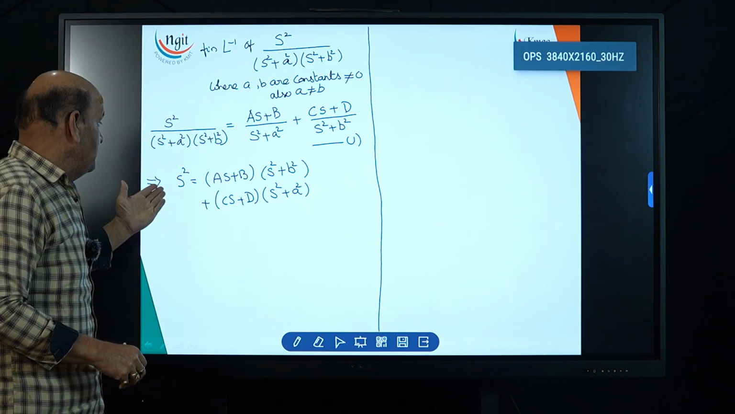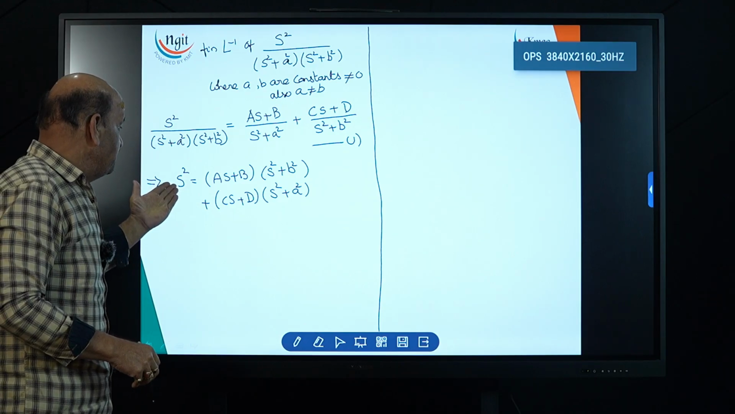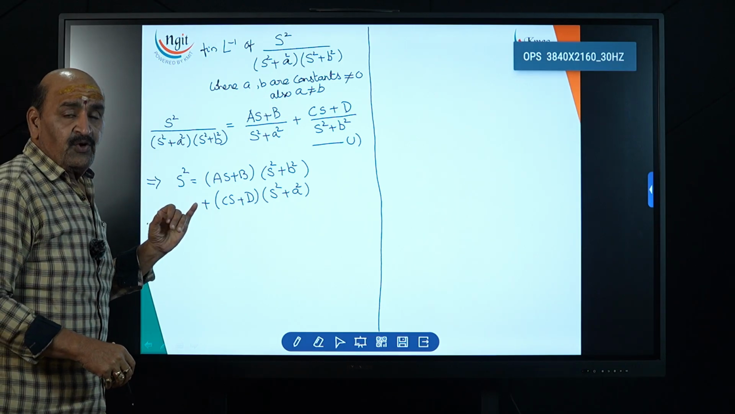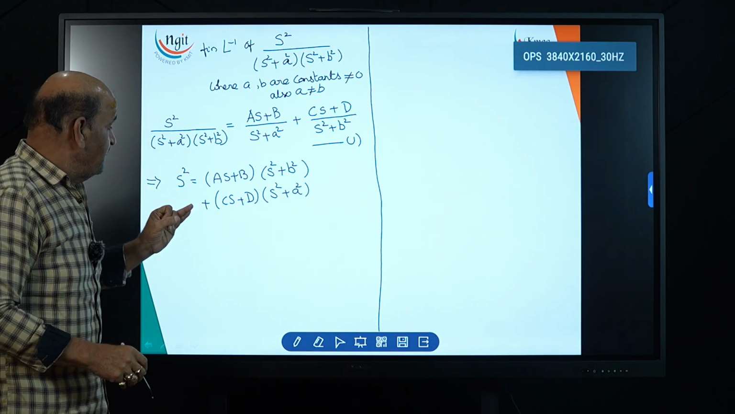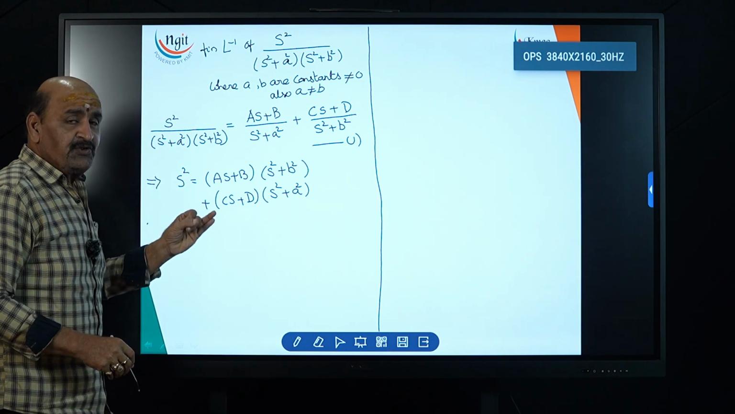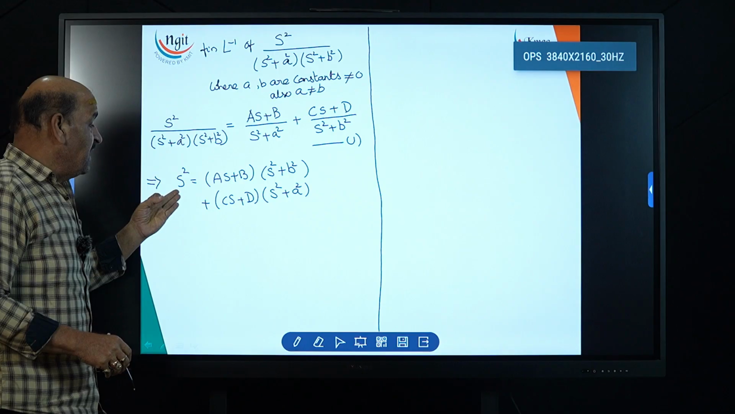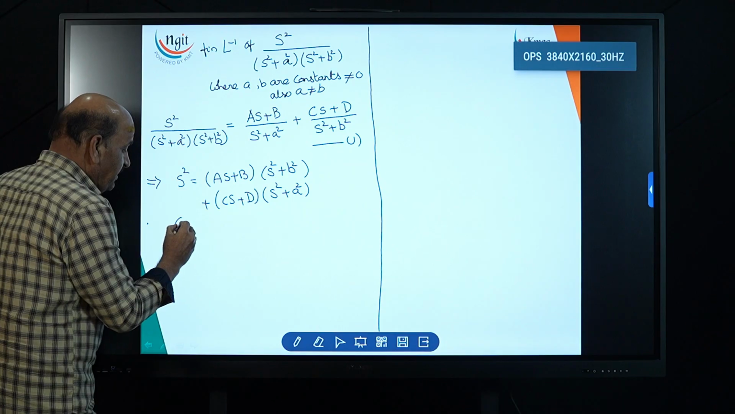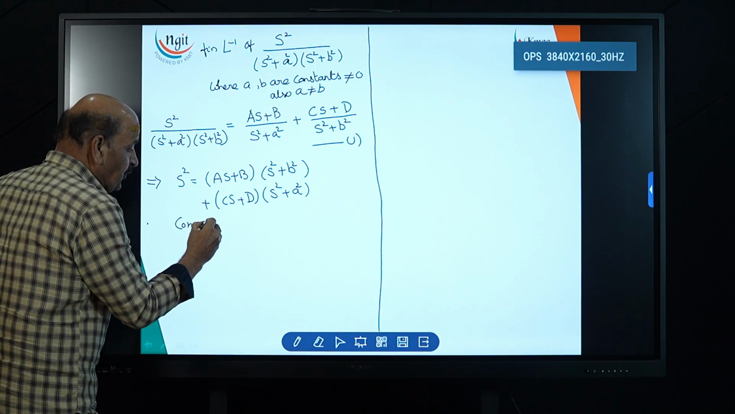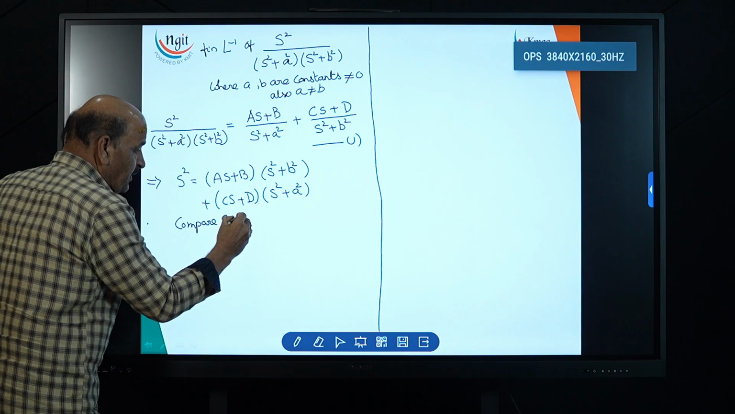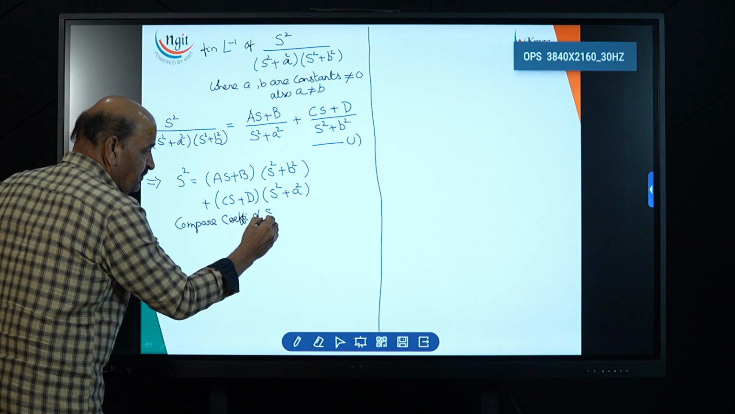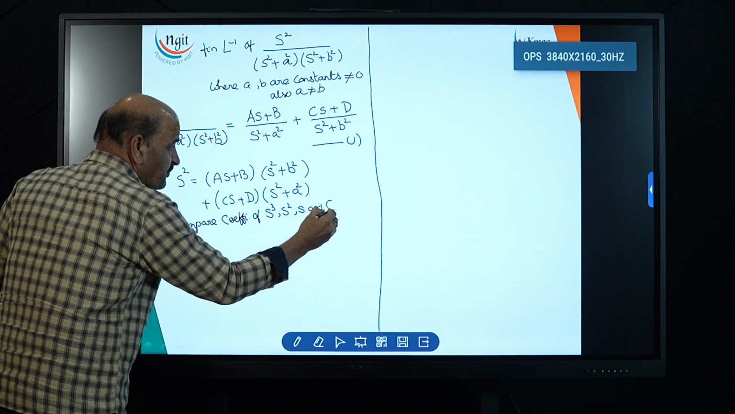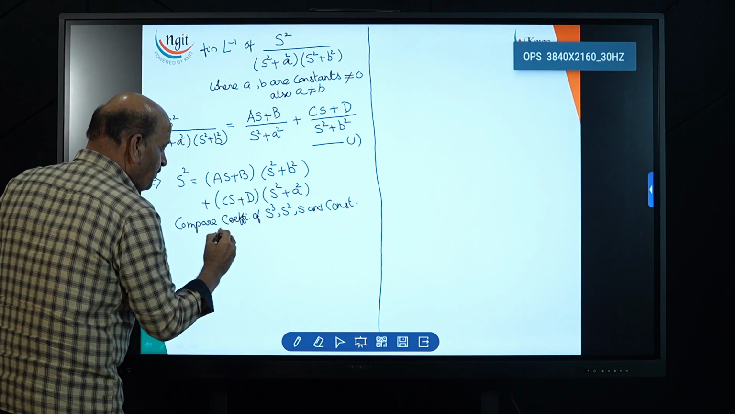So how do you solve it? First, compare the coefficient of s square, one equation. After that, compare the coefficient of s cube, second equation. Next, compare the coefficient of s on both sides, third equation. Fourth, compare constants on both sides, fourth equation. So now here you have to write: compare coefficients of s cube, s square, s and constant on both sides.